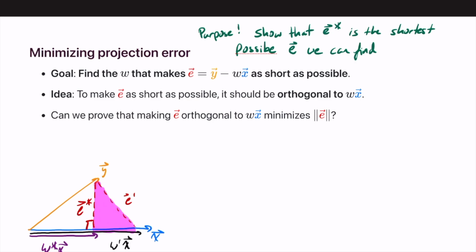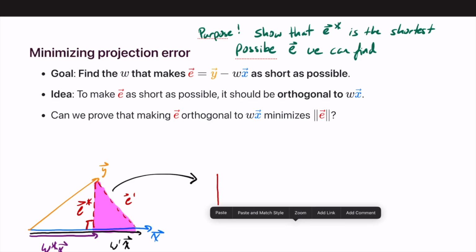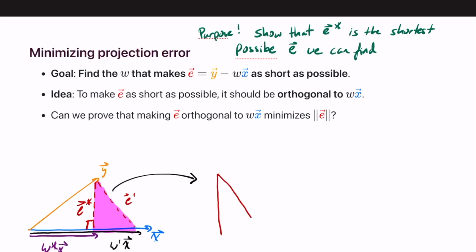Okay, so this is the triangle that we're dealing with in question. And we can go ahead and duplicate that triangle over here. So we will have, since we've been using red, let's stick with that. And we know this is a right angle triangle. And we know that we have lengths here. So we have E star and E prime.